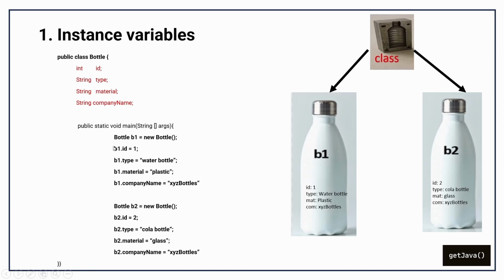Bottle b1 will get its own separate copy of variables. Similarly, b2 will get its own separate copy that will belong to b2. In this way, if you create thousands of bottles, each bottle will get its own separate copy of this variable. So these variables are called instance variables. I hope it is clear. We have already used instance variables in a previous video. Let's open IntelliJ and we will see once more how to create an instance variable.